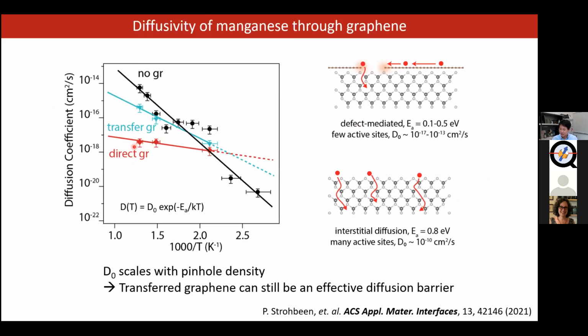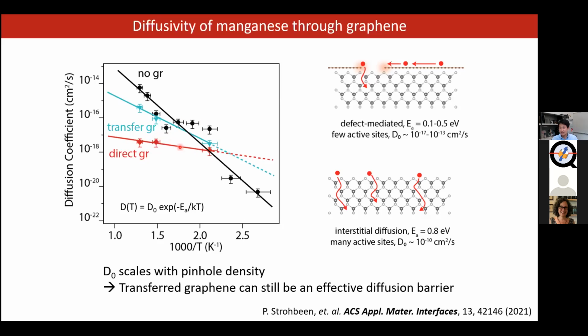And what we find is that, sure enough, the case without the graphene has the very highest diffusion coefficient of manganese into germanium. And for these different preparations of graphene on germanium, the transferred graphene lowers the diffusion coefficient and the direct graphene suppresses diffusion even further.